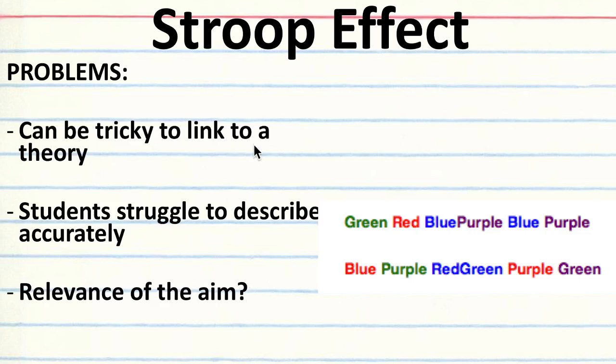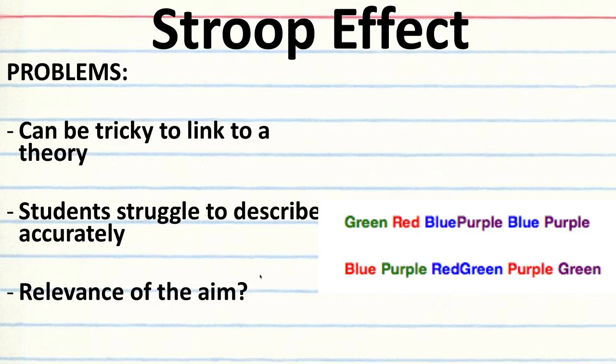Anyway, another problem with the Stroop effect is explaining the relevance of the aim. How do we apply the Stroop effect? Now, it's been used, I believe, if my memory serves me rightly, not in memory research, that would be helpful, but in schizophrenia, I believe, and some sort of testing, but it's tricky to explain how a Stroop effect is going to have any sort of relevance.